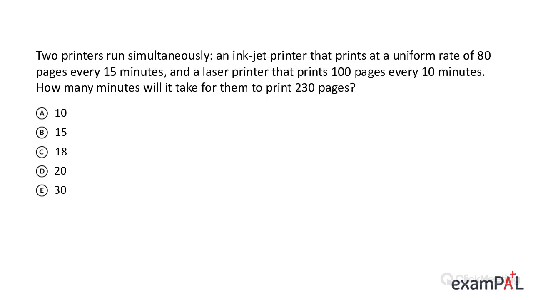The longer way, which is usually what most people do, especially when they're starting out, is to sort of bring everything down to one. So if I have a printer that does 80 pages in 15 minutes, then that's going to be 80 divided by 15 pages per minute, whatever that is. And the laser printer that prints 100 pages every 10 minutes, that's going to be 100 divided by 10, which is 10 pages per minute. So you know how much both printers do per minute. And then you have to work back through all of the math to figure out how long it's going to take them to do 230 pages.